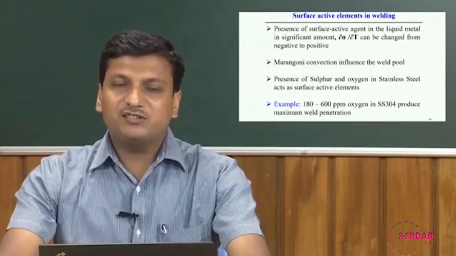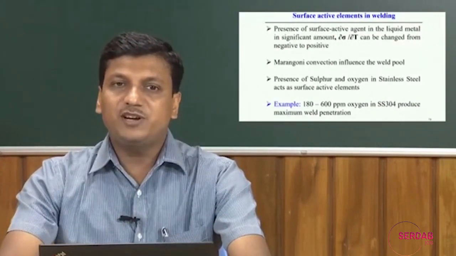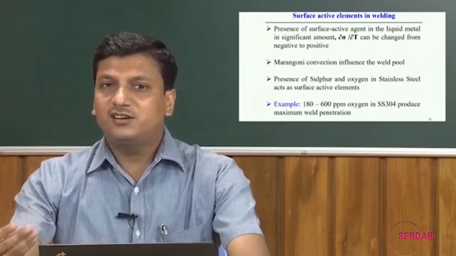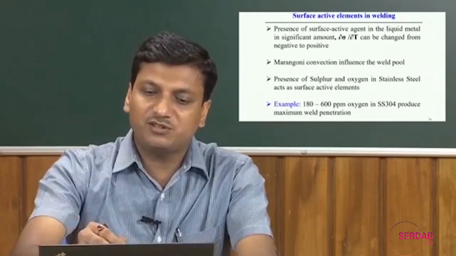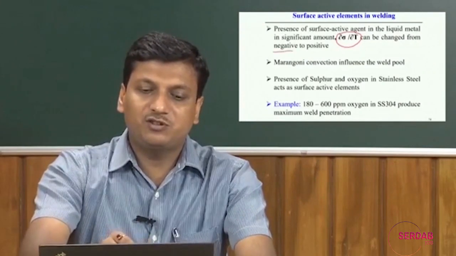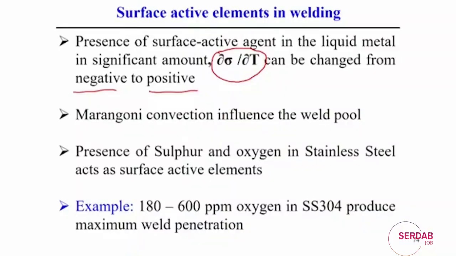Now, the presence of surface active elements or agents in the liquid metal is significant, and that is better represented by the temperature gradient of the surface tension force, which changes from negative to positive depending upon the presence of the surface active agent. So, the flow of the Marangoni convection within the weld pool influences the weld pool in the presence or absence of the surface active elements. One example is that sulfur and oxygen in steel, normally observed specifically in stainless steels, act as surface active elements.